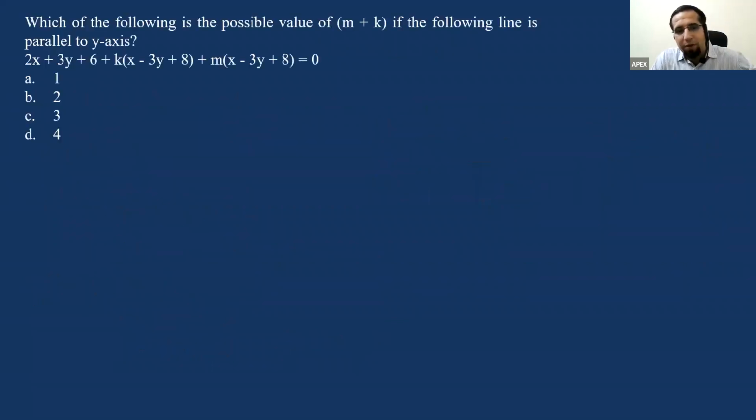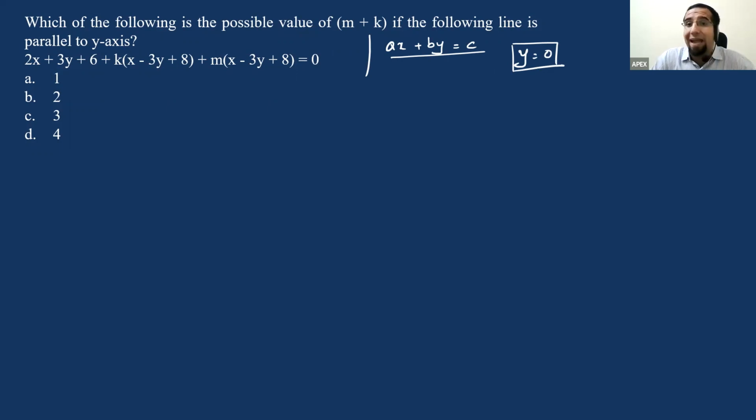Now, which of the following is the possible value of m plus k if the following line is parallel to the y-axis? Whenever the line is parallel to the y-axis, what is the format of the line? ax plus by is equal to c is the format of the line. And if a line is parallel to the y-axis, that means the value of y is equal to 0 is what we need to convert.